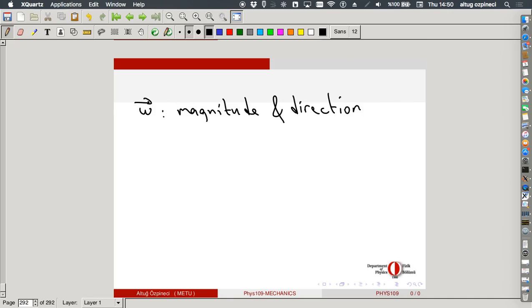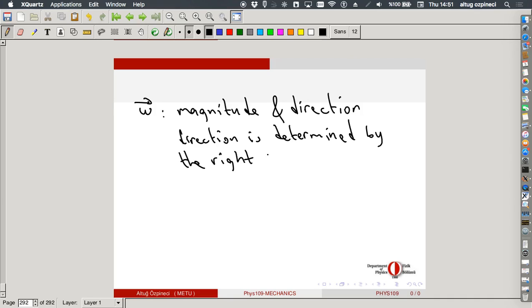So the direction is determined by the right hand. Now, why the right hand but not the left hand? It's just convention. The majority of human beings are right-handed, so that's why they chose the right hand probably. If the majority of human beings were left-handed, then we would probably have the left-hand rule by this time. So, is this clear?